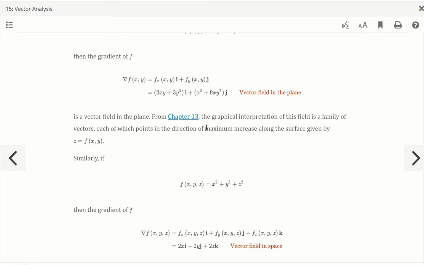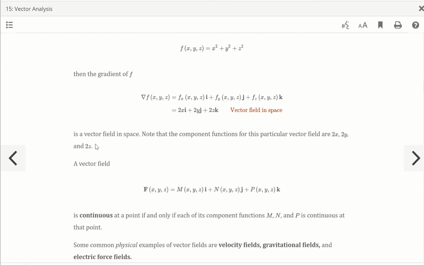Furthermore, we also know what the graphical interpretation of this is. The graphical interpretation of this field is a family of vectors, each of which points in the direction of maximum increase along the surface whose equation is z equals f of x, y. The same thing would work in 3-dimensional space. The gradient of the function f of x, y, z would also produce a vector field in space, corresponding to each point x, y, z in a region. We plug it into this gradient, and we would get a vector in 3-space.